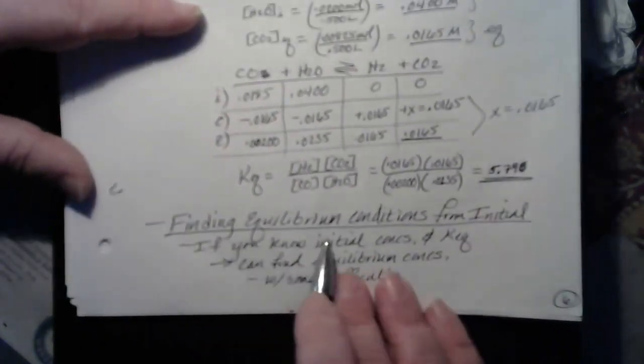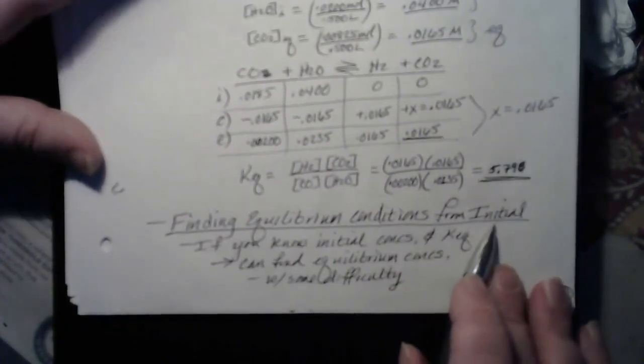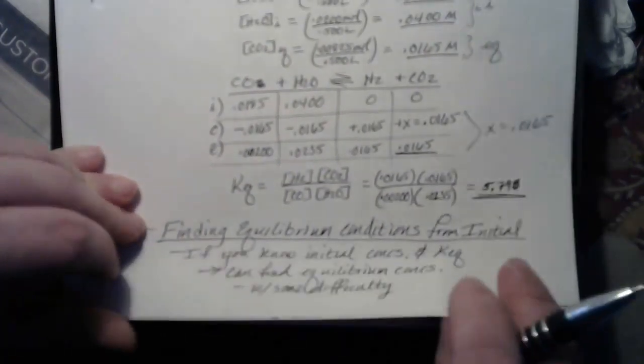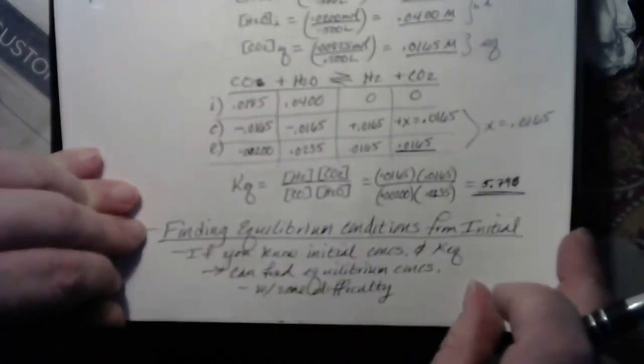So if you're trying to find equilibrium concentrations from the initial concentrations, and suppose in this case, and this is where it gets fun, suppose you know the initial concentrations and you know KEQ, but you don't know any of the equilibrium concentrations. Then what do you do? Well, you can still find the equilibrium concentrations, but it may involve a little bit of difficulty.